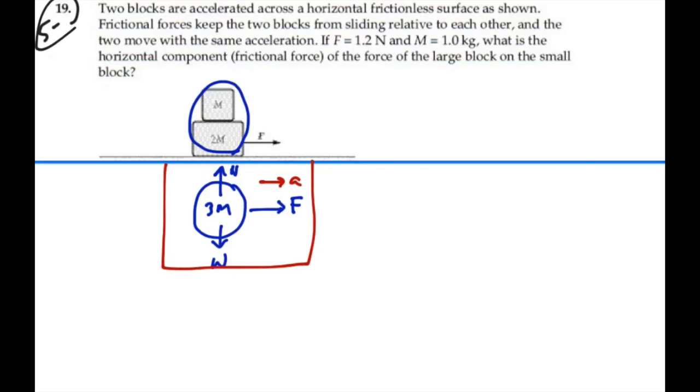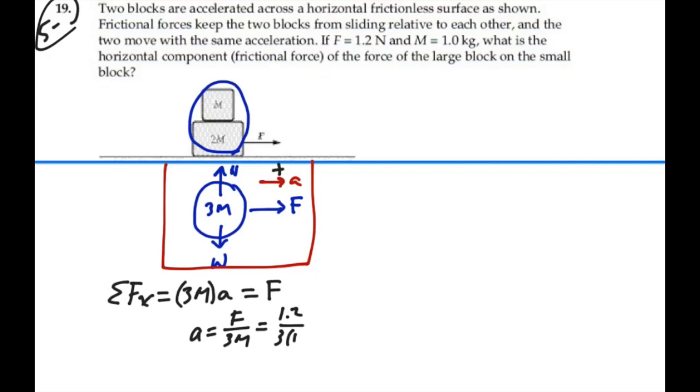And as we set up Newton's second law for that, we have the summation of all the forces in the x direction is equal to the total mass times A, which would be 3m times A, and that is equal to the net force in the direction of positive acceleration, and that's going to be equal to F. That's it. Just F. So the acceleration is going to equal F divided by 3m, which will be 1.2 newtons divided by 3 times 1 kilogram, 0.4 meters per second squared. Okay, so that's our acceleration to the right.